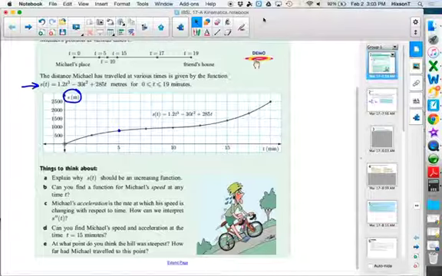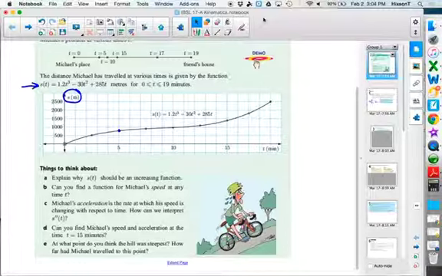If it ever stopped increasing, if it started decreasing, what does that mean? He's giving up. Yeah, he's going backwards. He turned around. He's riding along. His hat blew off, so he's got to go ride back and get it.